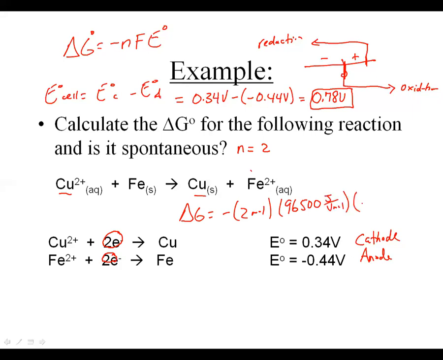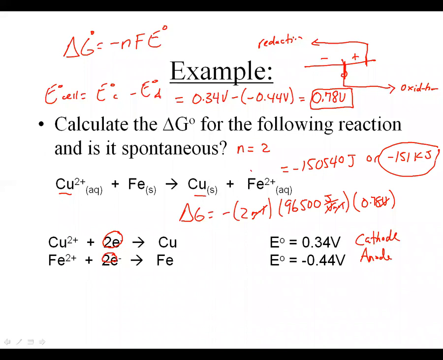And our E of the cell, which we calculated up there. Again, our volts will cancel, our moles will cancel. Here we will be left with joules, and it looks like we will be left with something like negative 150,540 joules, or about 151 kilojoules, give or take, depending on rounding. Any questions on that calculation?